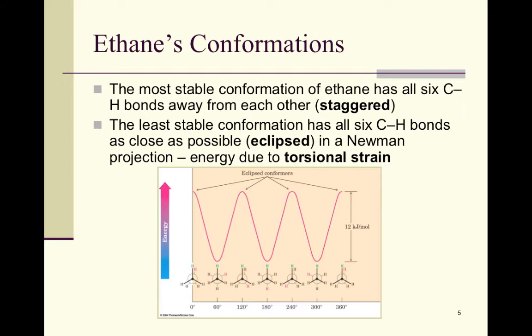Now this energy is due to torsional strain. We can see on the graph here that there's energy involved in this. We have 12 kilojoules per mole. This is a value you do need to know for this class. I urge you to go ahead and take your model of ethane and rotate it so you can see the difference between the staggered and eclipsed.